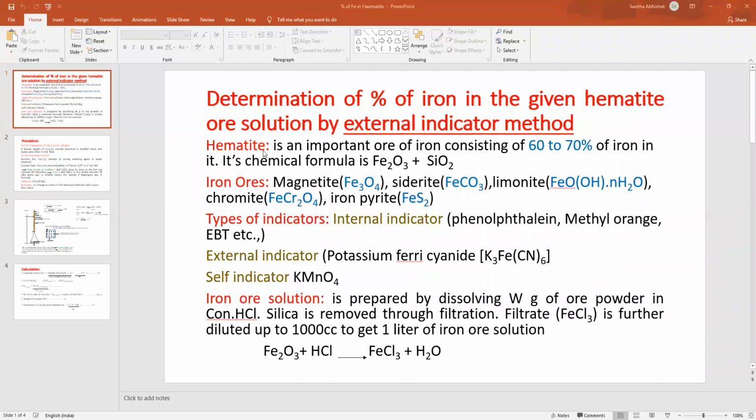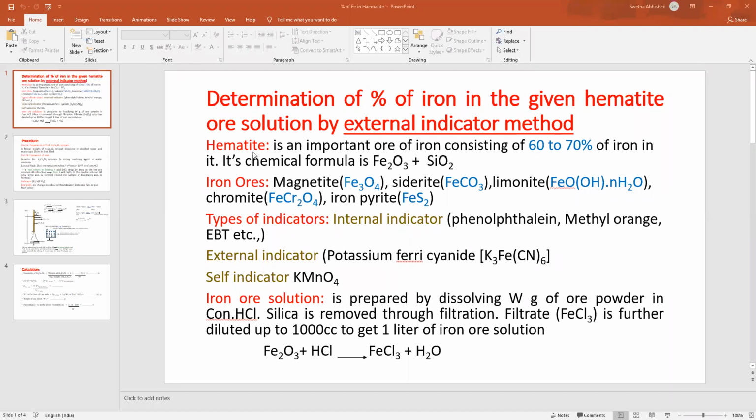Hematite is an important ore of iron that consists of iron in the form of oxide. So what is the chemical formula of hematite? It is ferric oxide, which also consists of silica. So hematite is called an ore of iron because it is an important source of iron, which consists of iron in the form of oxide, that is ferric oxide. Along with ferric oxide, it also consists of silica.